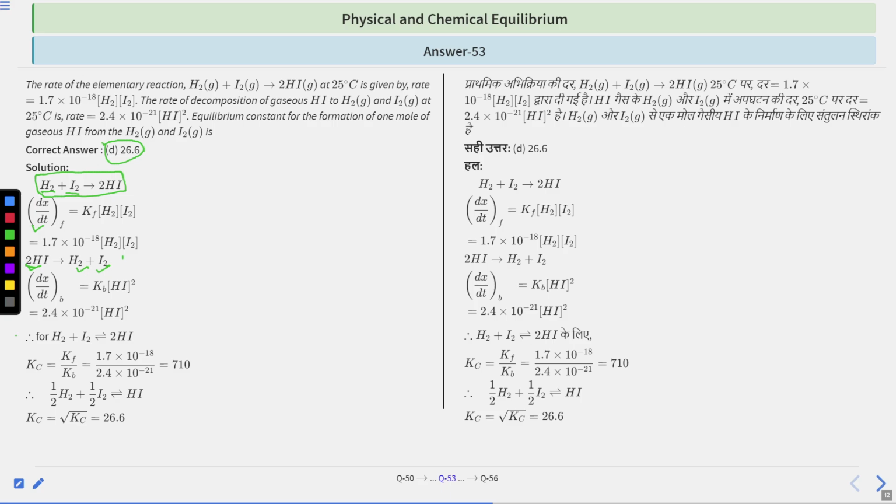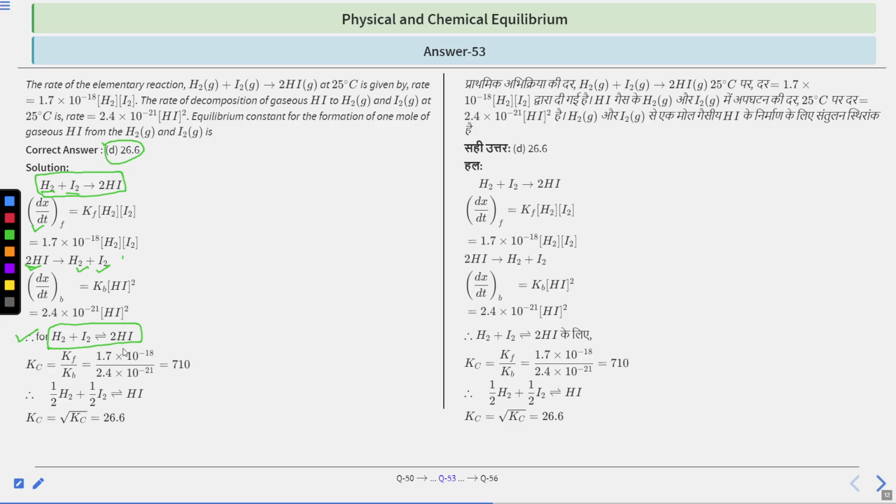So we have to find K for H2 plus I2 giving 2HI at equilibrium. For this, Kc will be equal to Kf divided by Kb, that is the forward rate constant divided by the backward rate constant. And we have the Kf value as 1.7 into 10 to the power minus 18 divided by 2.4 into 10 to the power minus 21, which equals 710.